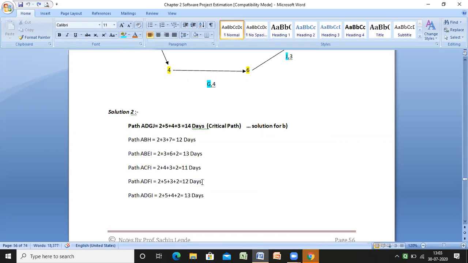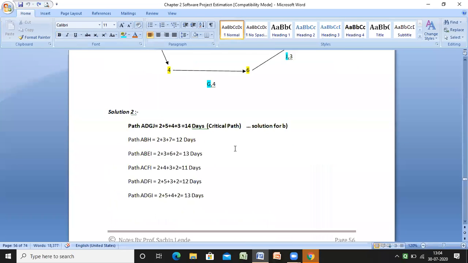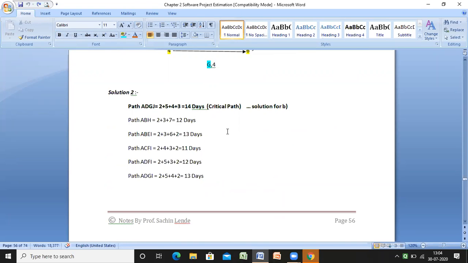So in this case, the 13 days paths were very similar, near to the longest path, but 14 days is calculated when each and every node is completed, and I get ADGJ as the longest path. So it's the critical path. This is the solution for B. What was asked in solution B? They told us to find the critical path, and we found the critical path as ADGJ.